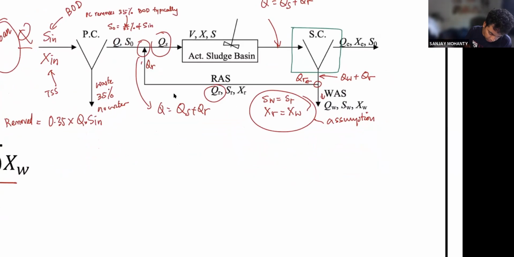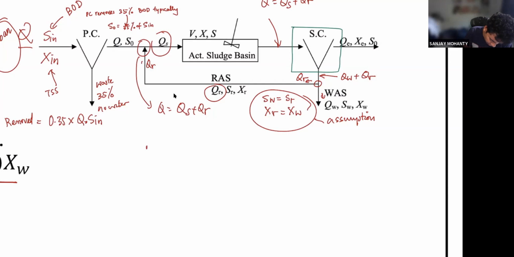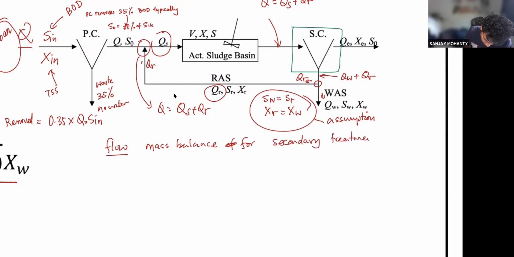Another mass balance you can do is for the entire secondary treatment. I'm writing the flow mass balance. I'm not doing any concentration yet. Mass balance for secondary treatment. Secondary treatment means that it includes the activated sludge basin or aeration tank plus the secondary clarifier. Okay, both.